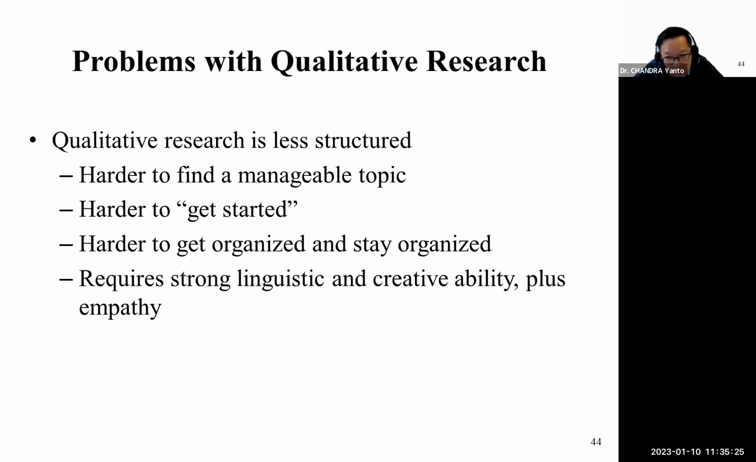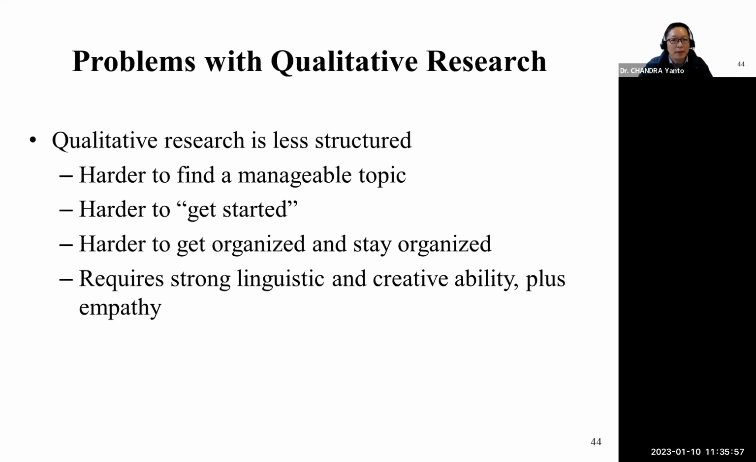So I think this is near the end of the first part of this lecture about truth. There are some problems with qualitative research. It is less structured, which means that it's harder for you to find a topic that is manageable. And it's more difficult to get started because your data can be everywhere. The patterns can be very messy, and you need to talk to a lot of people. Sometimes it's very difficult to organize things together. And because you are not so organized, you could miss out on something.